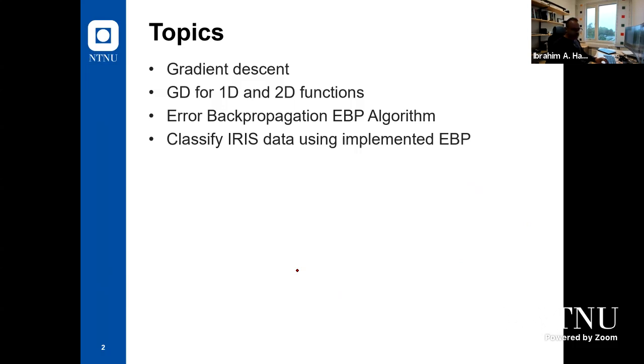So today I want to talk about gradient descent. We talked about this before, in fact, and I need to apply gradient descent for 1D and 2D function. And after that, we need to talk about error backpropagation and implementing error backpropagation for a simple feed-forward neural network. And after that, applying it to Iris dataset. We did that several times before, in fact.